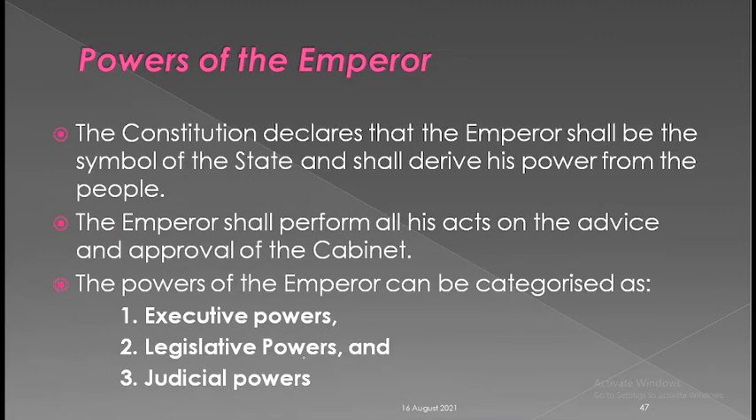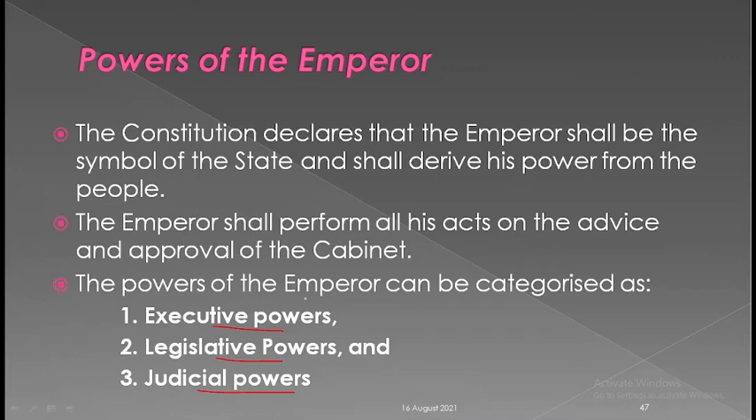Powers of the emperor. The constitution declares that the emperor shall be the symbol of the state and shall derive his power from the people. The emperor shall perform all his acts on the advice and approval of the cabinet. The powers of the emperor can be categorized as executive powers, legislative powers, and judicial powers. Now, the office of emperor is recognized in the constitution.